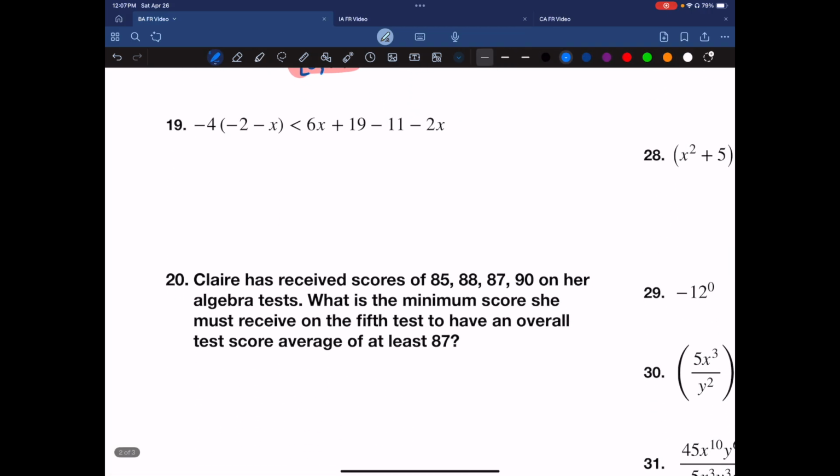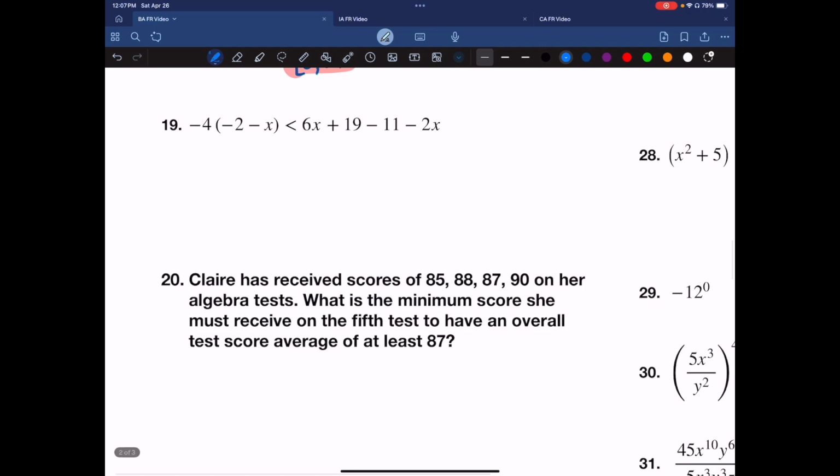On 19, we're doing the same thing, but it's a little bit more cumbersome because we've got a lot more going on. Negative 4 times negative 2 is positive 8. Negative 4 times negative x is positive 4x less than 6x, or 6x minus 2x is 4x. And then you've got 19 minus 11, that's going to be plus 8. Well, if I subtract the 4x, it's going to be 8 is less than 8. That's a false statement. If it was less than or equal to or greater than or equal to 8, you could do it because they're equal, but this one doesn't work. And so this one is simply no solution. So that's how you do that.